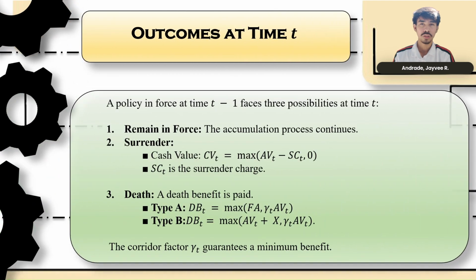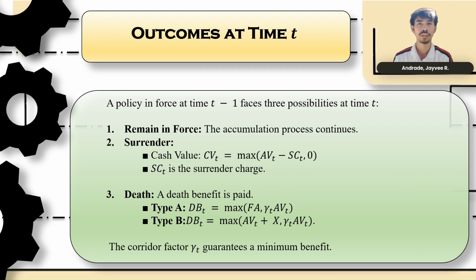Now, at the start of each new period, your policy can go in one of three ways. First, it can simply keep going and accumulate more value. Second, you might decide to surrender it, which means you'll receive a cash value. This cash value is just your account value minus a surrender charge. Third, if the unfortunate happens and the policyholder passes away, a death benefit is paid.